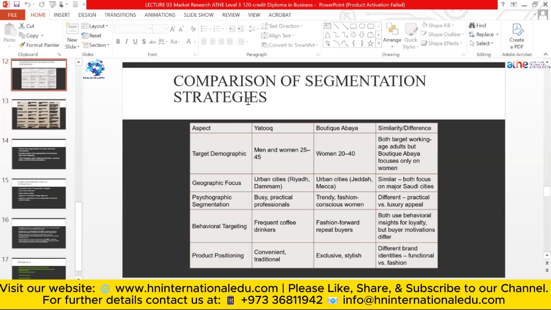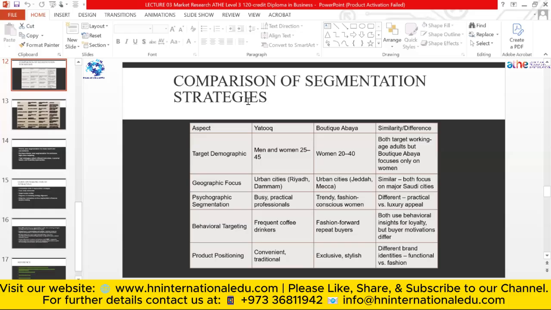Then we have the psychographic segmentation. Busy practical professionals, obviously it's coffee shops, and they produce the products accordingly. However, in the boutique, there are trendy fashion-conscious women, the ones who are obviously into the modern era. Even with abayas, we have different categories, different types of abayas. The fabric is different, the styles are different. People now love to wear it as a dress rather than as a piece of cloth to cover up their body parts. Now it's used as a fashion.